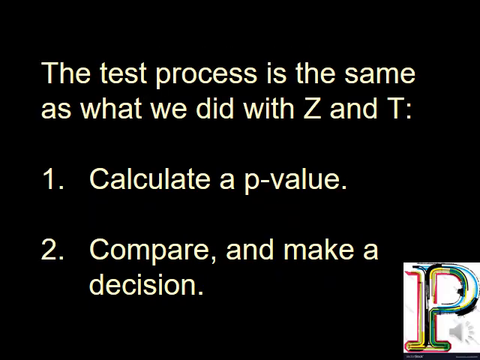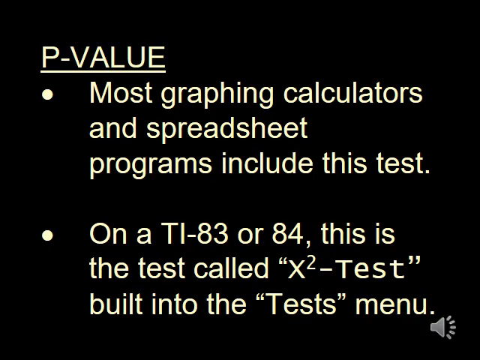The basic process that we're going to do is pretty much the same as what you did with Z and T. We're going to calculate a p-value. That's actually a little bit more involved than it was with Z and T, but it's not hard to do at all. Once I have a p-value, I'm going to compare that with the level of significance, and we'll figure out whether this is or isn't a significant result. You can calculate the p-value for a matrix chi-square test on basically any graphing calculator, and it's also built into things like Excel and other spreadsheet programs.